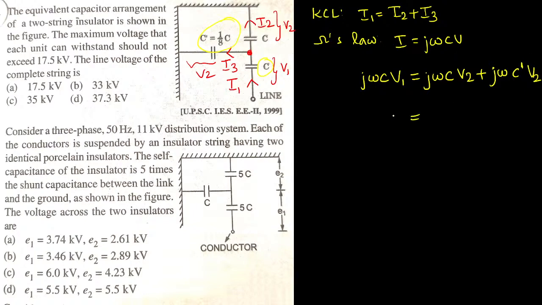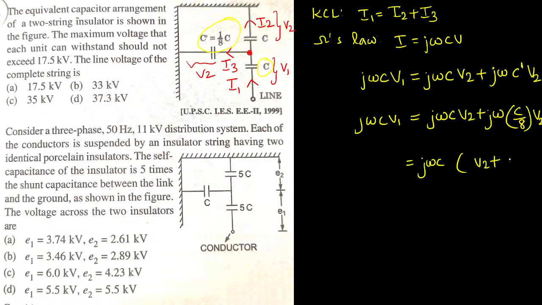Proceed further. So here I can take j omega C outside as common. Let me write first, j omega C dash can be written as C by 8, as given in the question. Observe, the question says C dash equals 1/8 times of C. Now you can take j omega C outside. It will become V2 plus 1/8 times of V2, because j omega C I have taken outside.